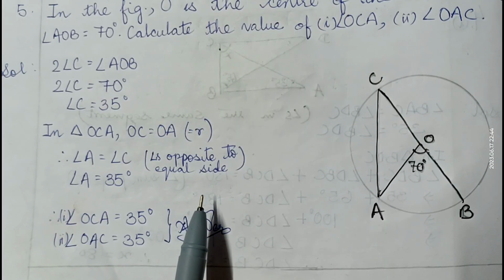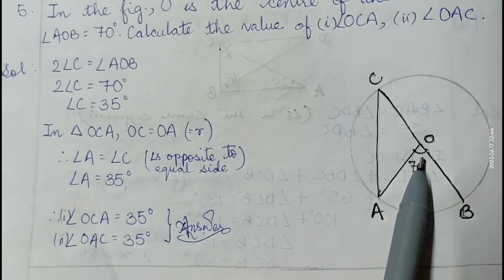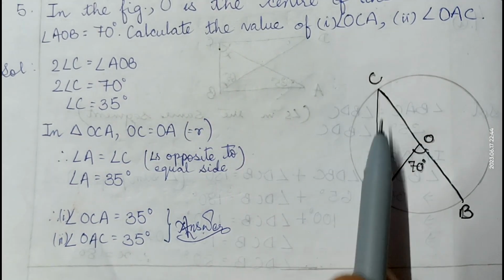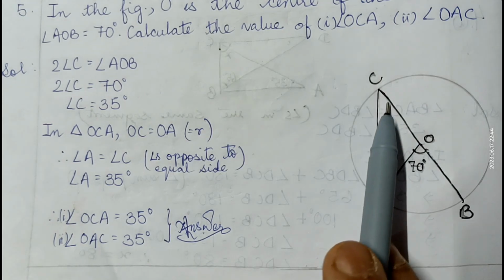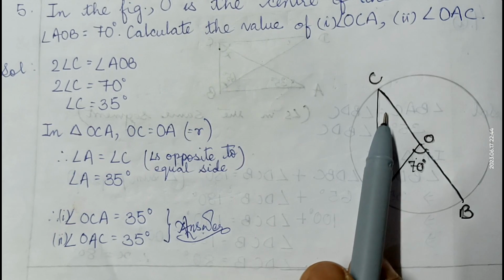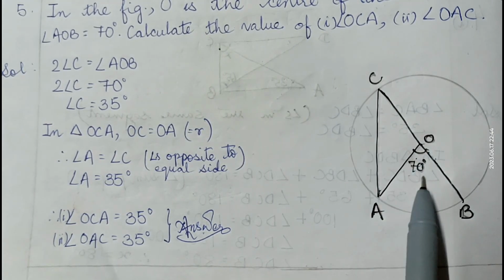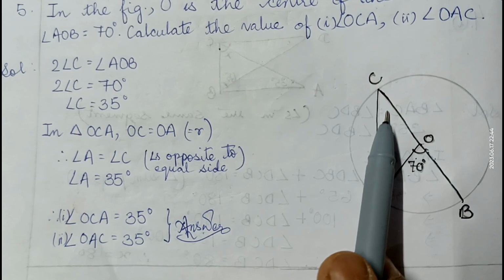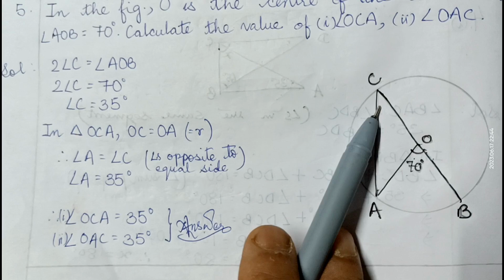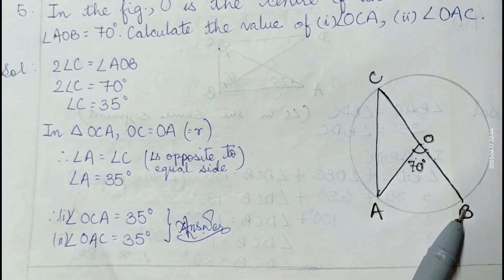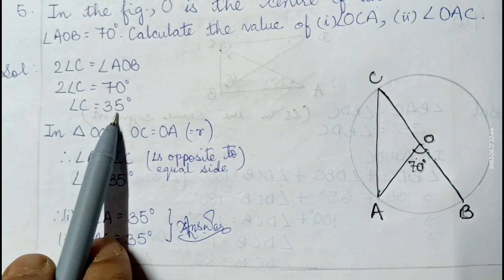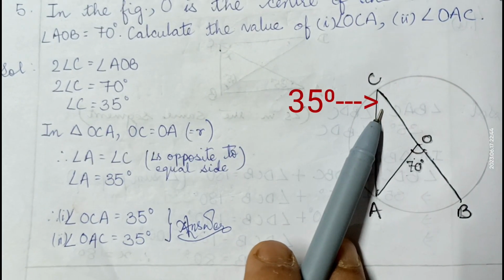In question number 5, it is given that O is the center of the circle and angle AOB is 70 degree. We have to find the angle OCA and OAC. Now here we know angle at the center is twice the angle in the remaining part of the circle. Since this is 70 degree, so this angle will be half of it, that is 35. Here you can write twice of angle C. Twice of angle C is angle AOB. So twice of angle C will be 70 degree. So angle C will be 70 by 2, that is 35. So we got angle C equal to 35.